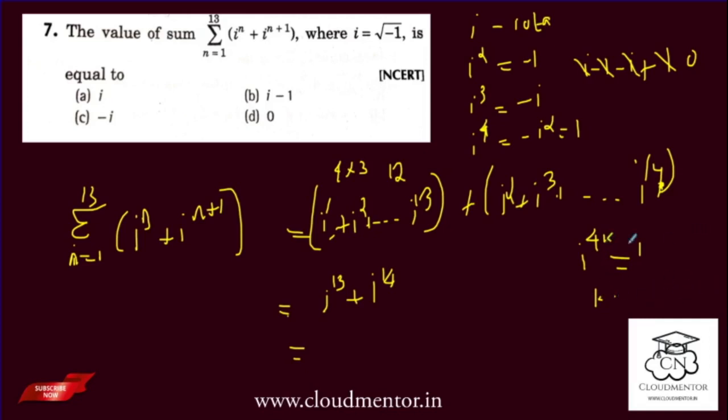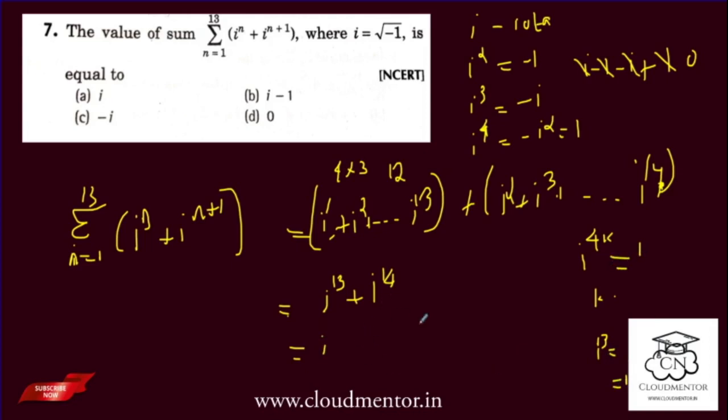That is i raised to 4k. We can split this i raised to 13 into i raised to 4 multiplied by 3, and i, so i raised to 13 will be i, that is 1 multiplied by i, since i raised to 4k is 1, that is i.